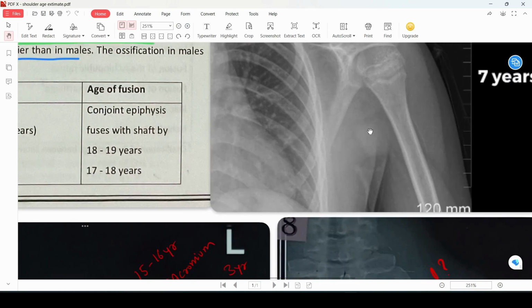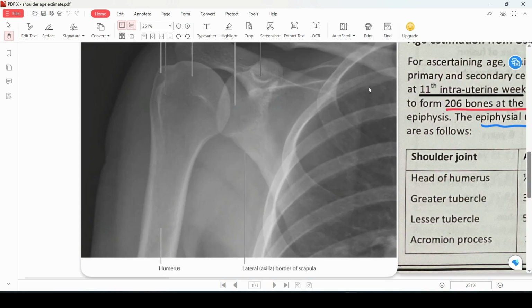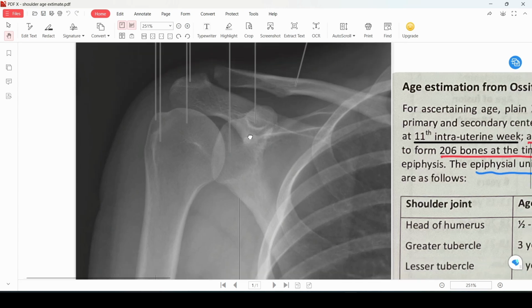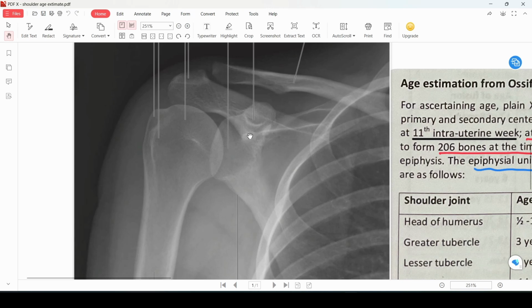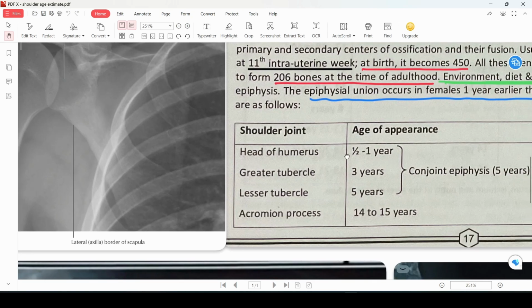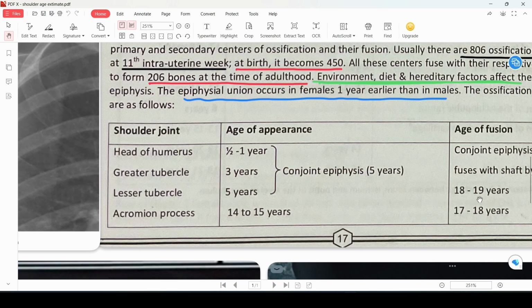So I'll just show you one more picture here. Okay, here you can see this is the greater tubercle and this is the lesser tubercle. So this person is more than 5 years of age, that we surely know now. As you can see, there is no demarcation here, so this is also fused. And all these things are also properly fused and formed, and it is visible. So all this together, as you can see here, the age of fusion is 17 to 18 years.